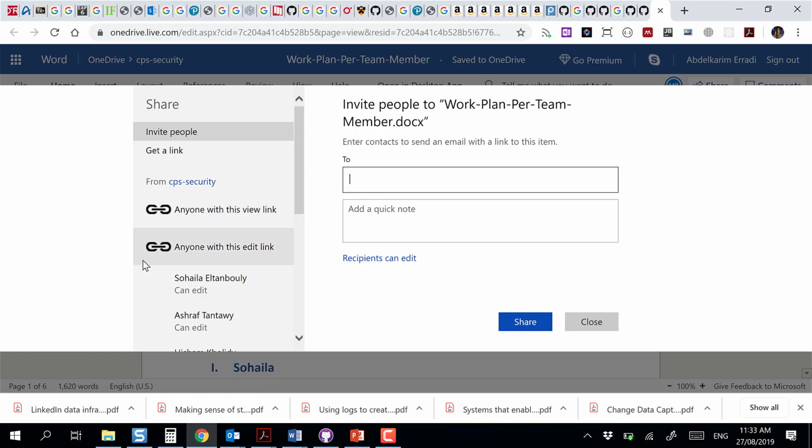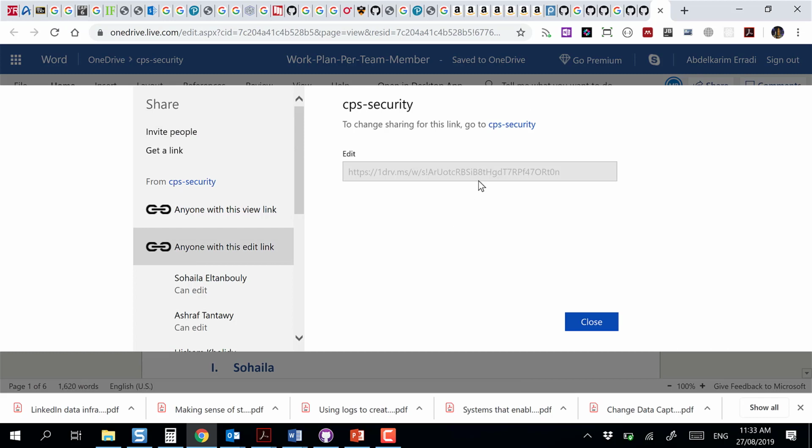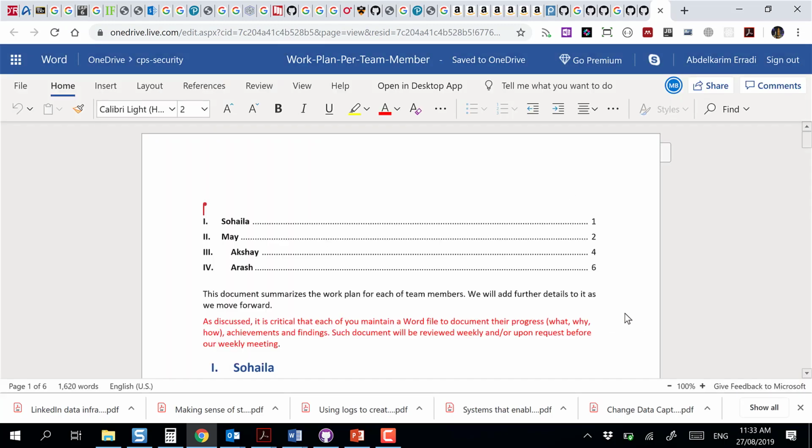Or even if I don't know their email, I can create here anyone with edit link. Anyone with this link, I can copy this link, send it, put it on the web. Anyone in the world can access this document and change it. Yeah. So this is a more sophisticated way of doing collaborative editing of documents.